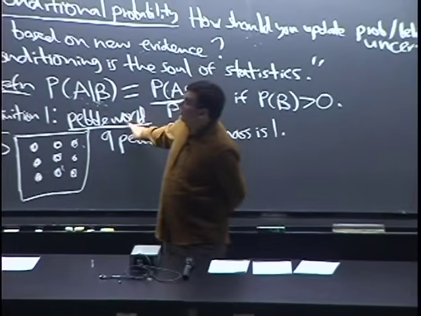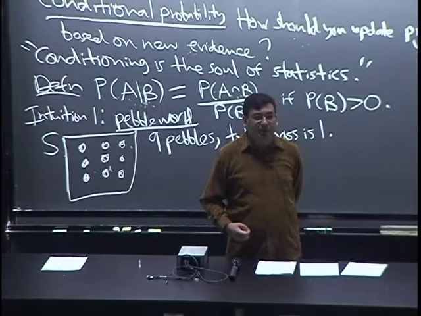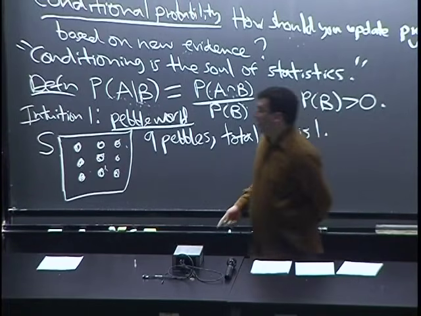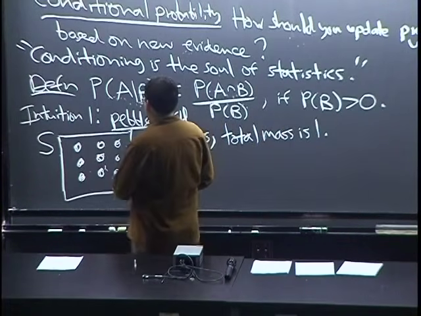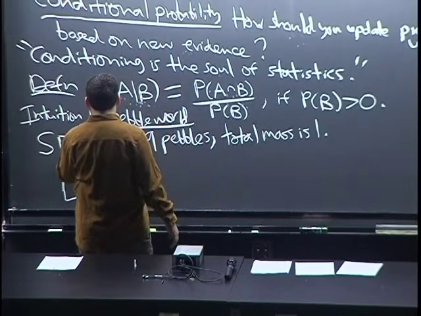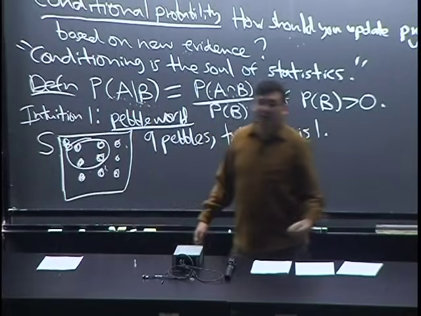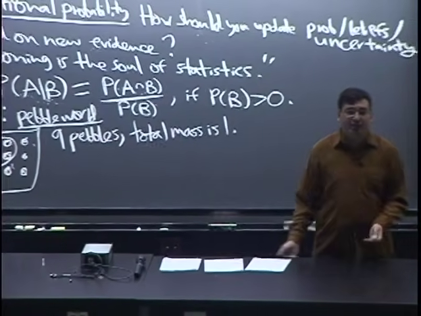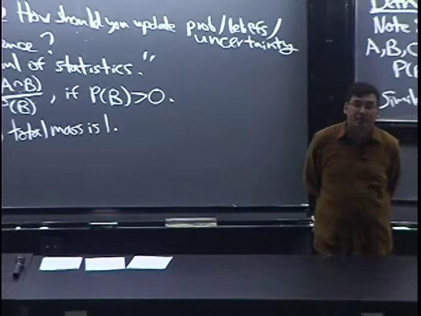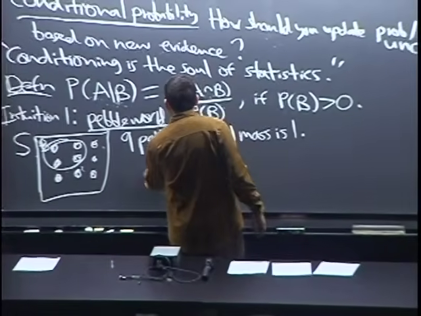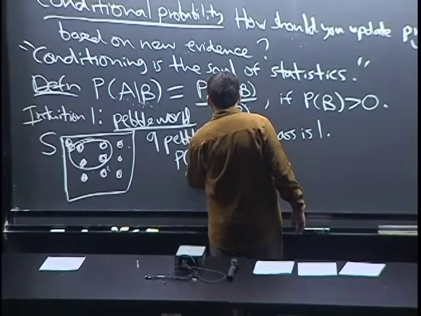Now, we've talked about the correspondence between events and subsets, right? So an event is just a subset. So for example, let's suppose that this is event B. I'll just circle these 4 pebbles, right? Because an event is a subset. Therefore, an event is a set of pebbles. Okay? So suppose that's B. And we want to do P of A given B. And think about what does that mean?